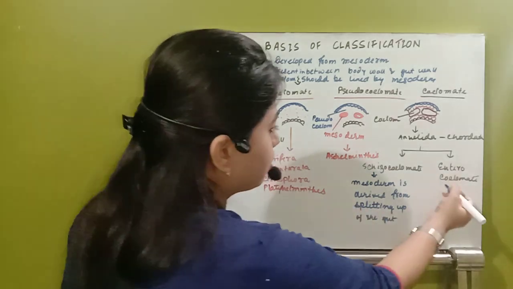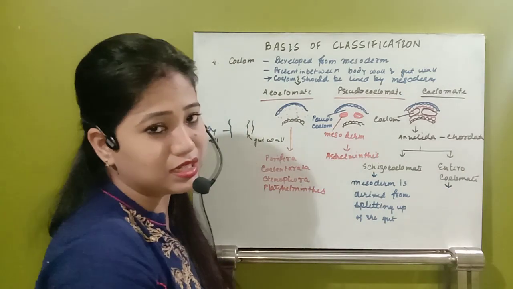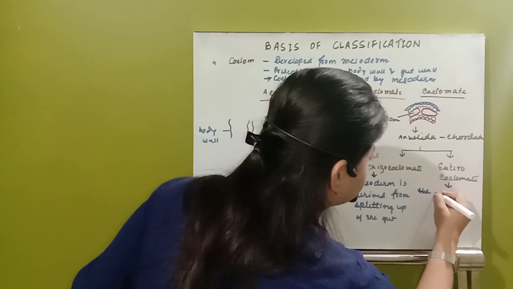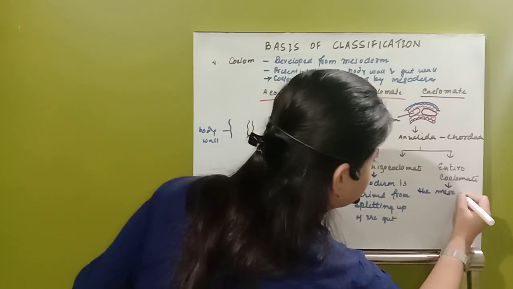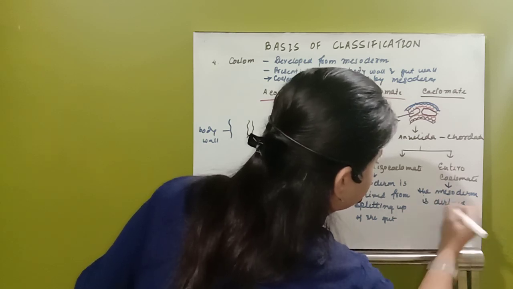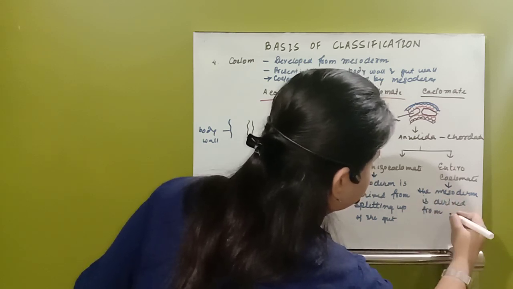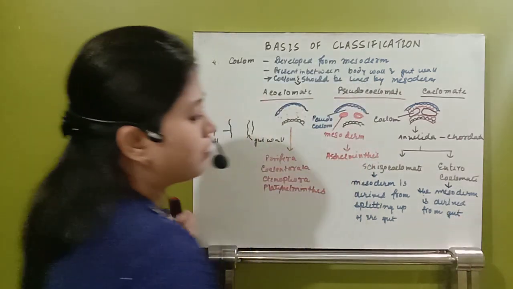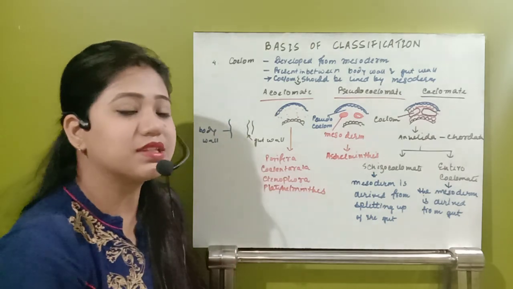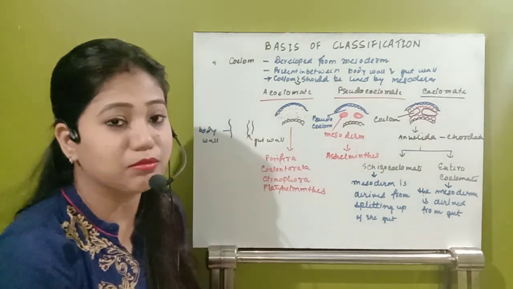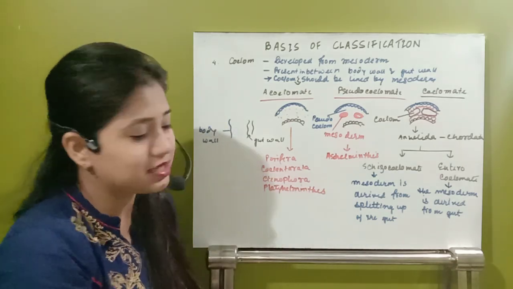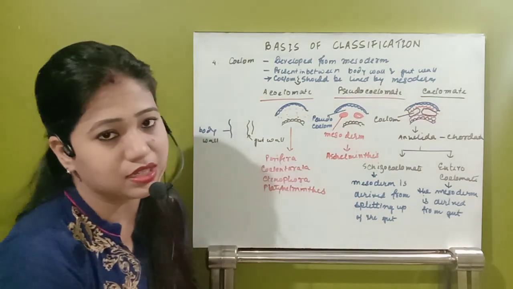See, another one also, the enterocoelomate. What is enterocoelomate? Where the mesoderm is developed from the embryonic gut, that type of animal is known as an enterocoelomate animal. So these are the two types of coelomate animal itself. One is schizocoelomate, another is enterocoelomate.